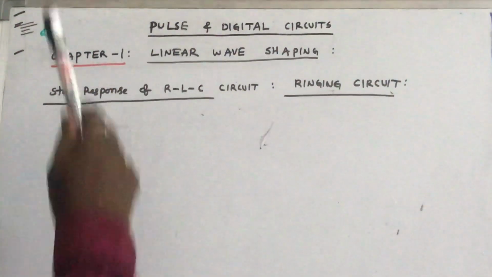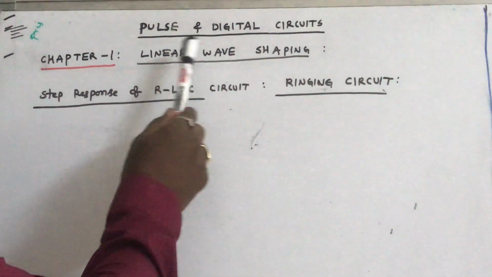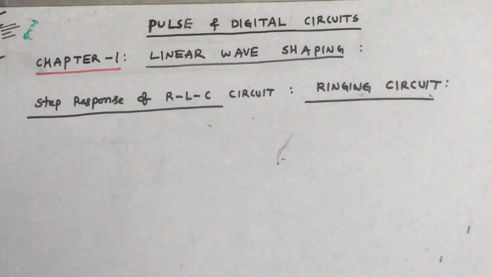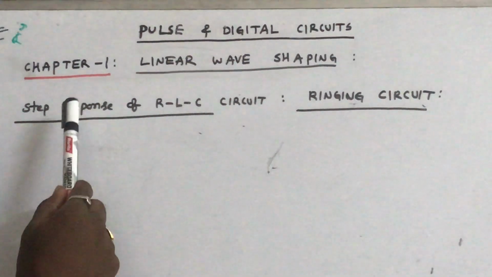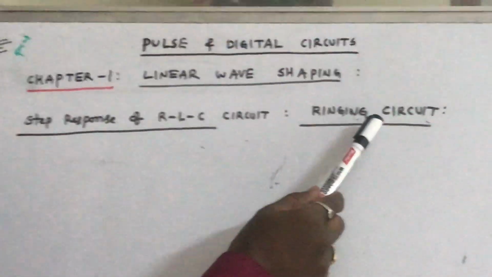Welcome to the series of video lectures on pulse and digital circuits. So we are discussing chapter 1. The name of the chapter is linear wave shaping. In this chapter we will see the ringing circuit, a very important question in the examination.